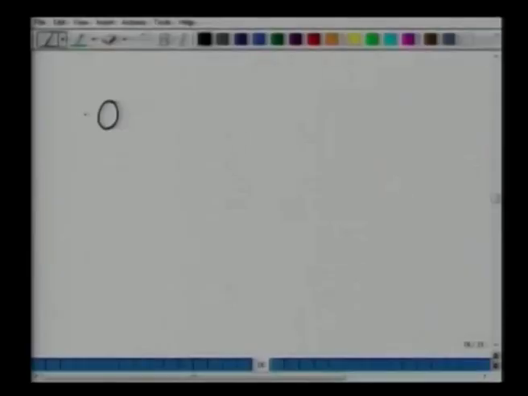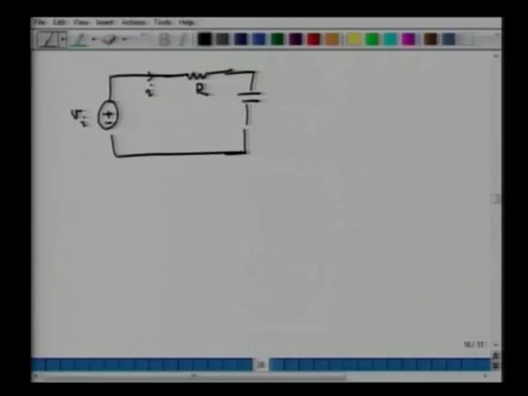Let's say I have a circuit with a voltage source Vi, which generates current I flowing through a resistance R and also a capacitor of value C. The question is, if I know Vi, which could be pulsating, then what is the voltage difference across the capacitor as a function of time?